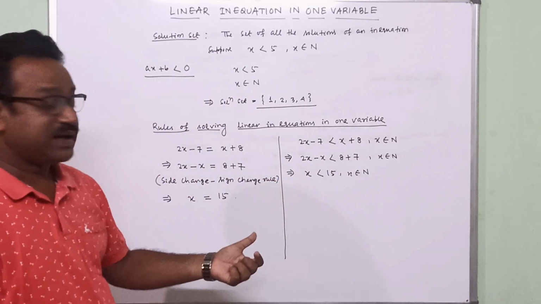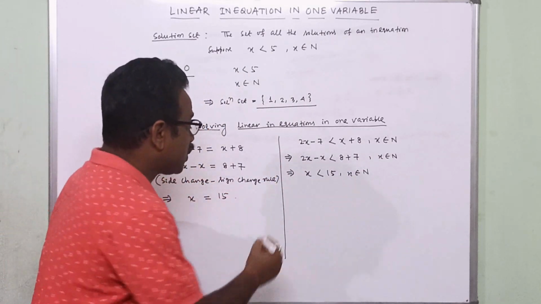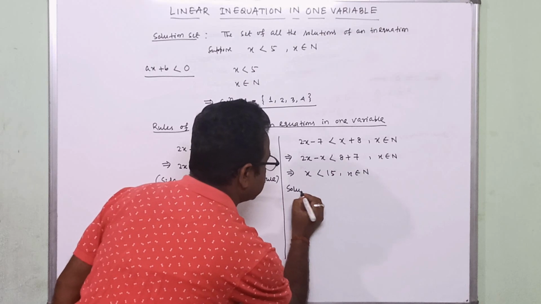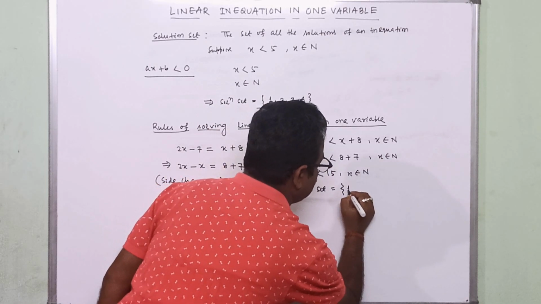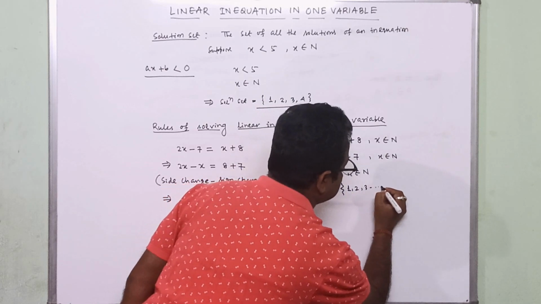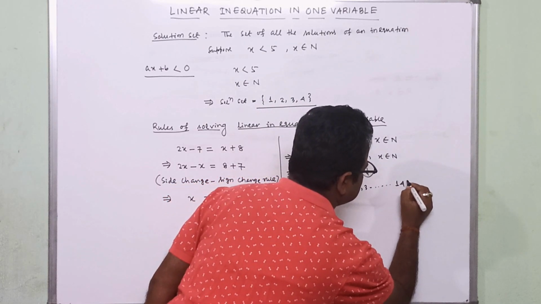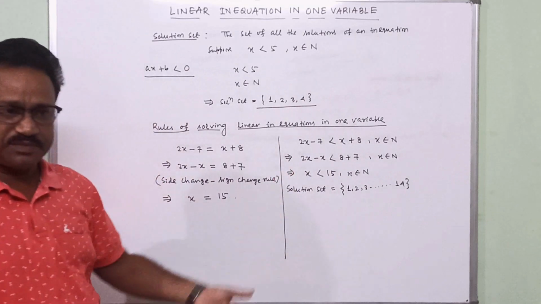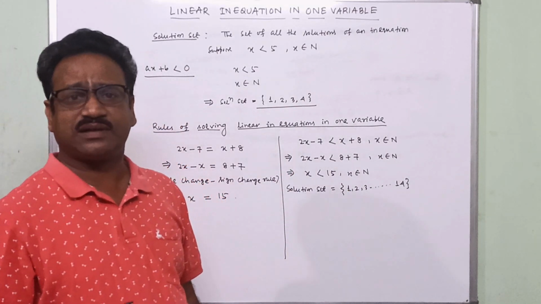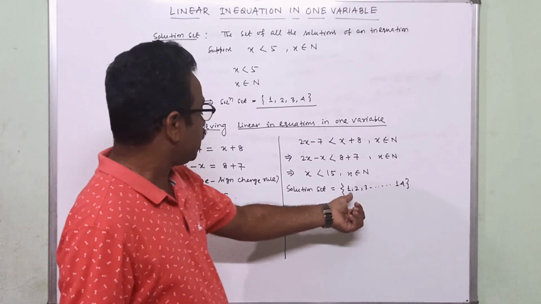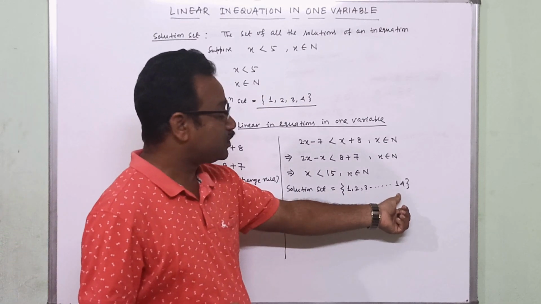x less than 15, x element of N. So the solution set is equal to 1, 2, 3, and so on. I am not writing all the elements up to 14, since it is less than 15. 1, 2, 3, 4, 5, 6, 7, 8, 9, 10, 11, 12, 13, 14. So the solution set is 1 to 14.